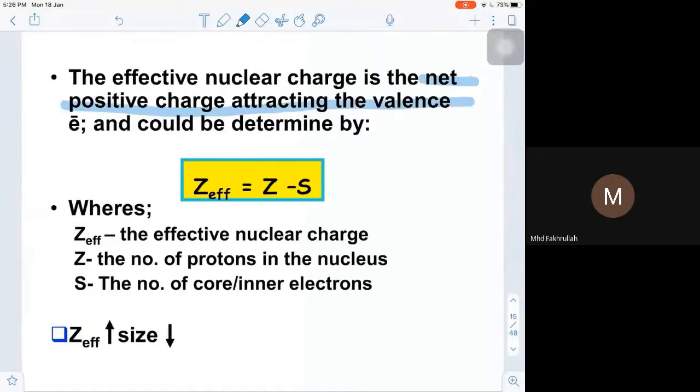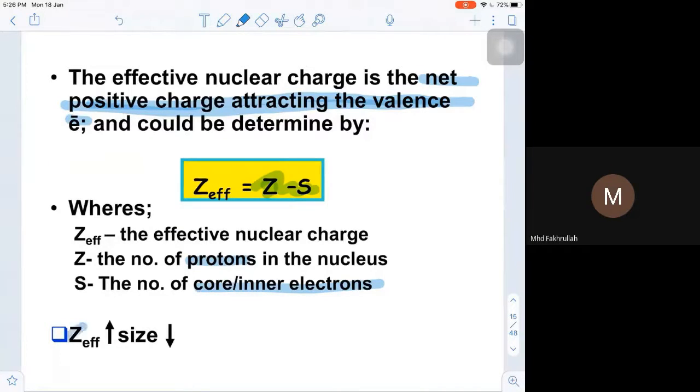And how can we determine this effective nuclear charge, or ZEF? By using this formula. ZEF is equal to Z minus S. What is Z? It is the proton number. What is S? Inner electrons. That is why we learn how to determine how many inner electrons first before we learn this effective nuclear charge.